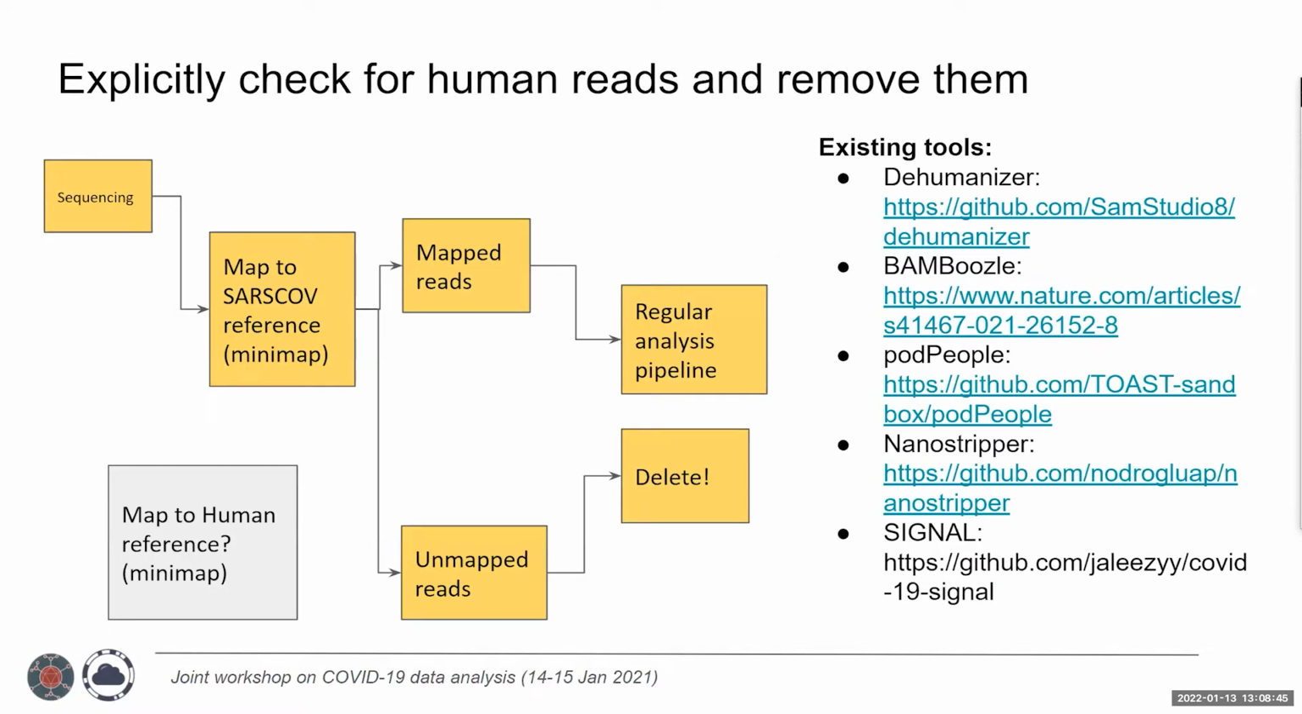Moving on to a simpler matter, but something that's equally important, you need to make sure that you've explicitly removed human reads from your data. Obviously, your SARS-CoV-2 samples are coming from humans, so occasionally you'll get host genome that may be sequenced.